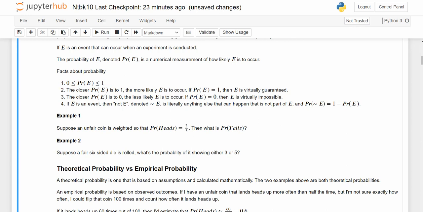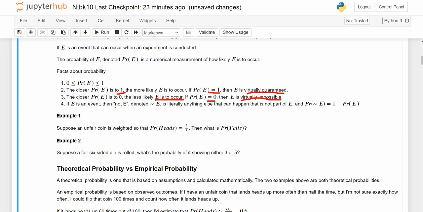And that makes sense. And then the closer it is to 100%, the closer the probability is to 1, the more likely it is to occur. And if the probability is equal to 100% or equal to 1, then it's virtually guaranteed, right? If it's close to 0, it's virtually impossible. If it's exactly 0, then it's impossible. And the smaller it is, the closer to 0, the less likely it is to occur.